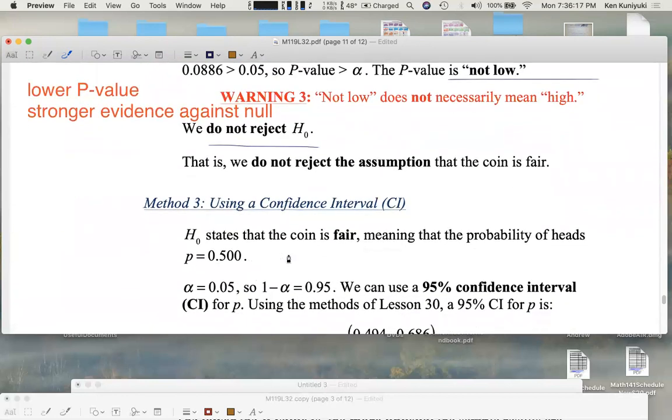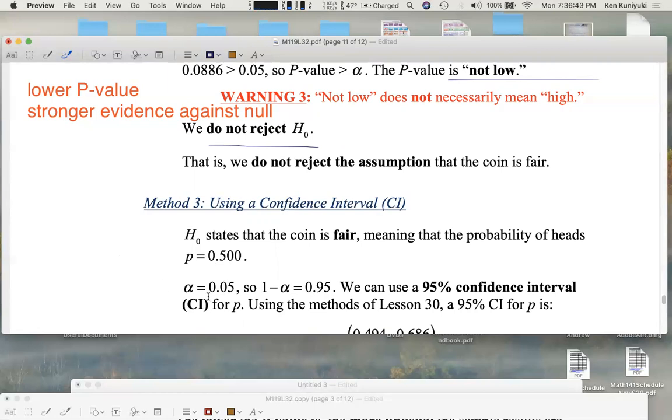Remember, the null still states that the coin is fair, meaning the probability of heads, P, is 0.5 on the dot. I know that's not realistic, but according to the null, the coin is fair, P is 0.5 on the dot. The given value for alpha is 0.05. Please make sure not to confuse these numbers, because you see a bunch of zeros and fives. Alpha is 0.05, or 5%.